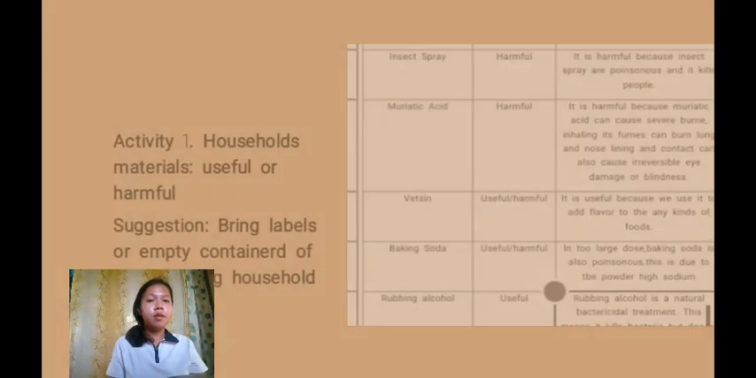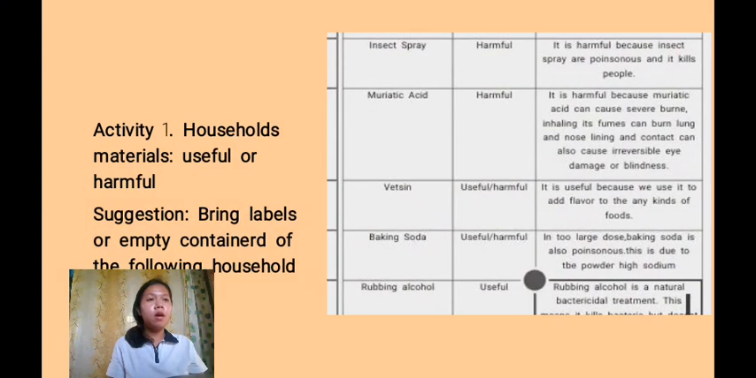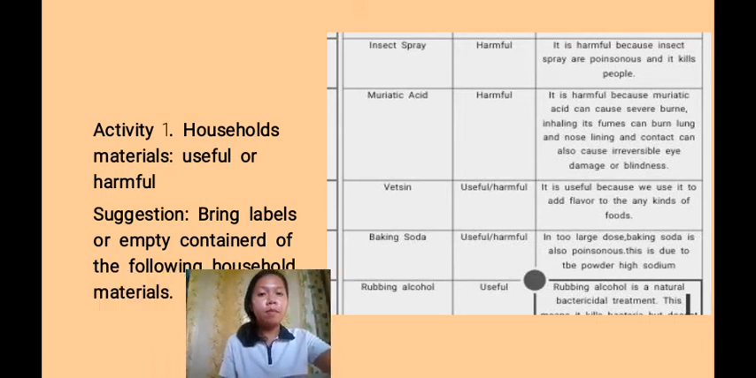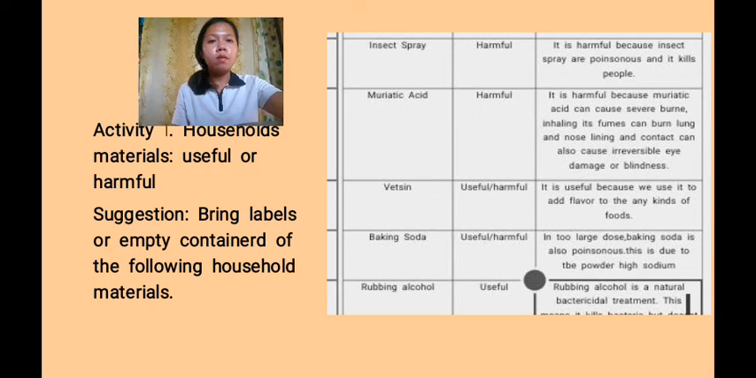Then next is Activity 1: household materials, whether useful or harmful. So, suggestion: bring labels or empty containers of the following household materials. So this is it. The first one of the materials that I listed or that I brought is the insect spray.